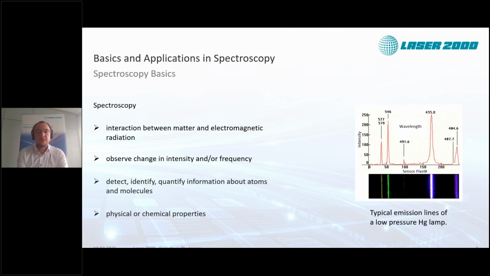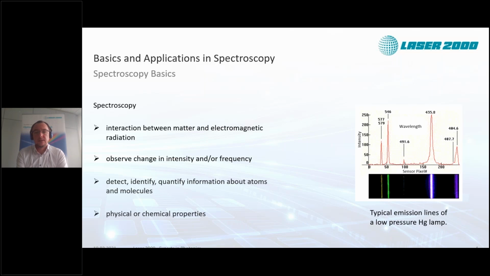The term spectroscopy covers a variety of physical methods to study the interaction between matter and electromagnetic radiation, especially for optical spectroscopy. Spectroscopy enables us to observe changes in intensity and/or frequency, wavelengths, and so on. And with this information, one is able to detect, identify, and quantify information about atoms and molecules. With this information, it's able to derive some more physical or chemical properties.